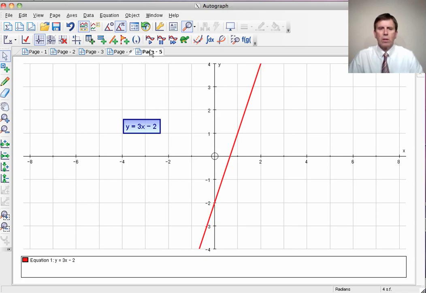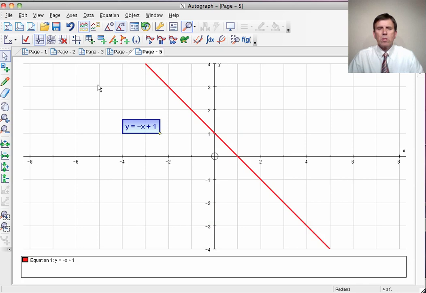One final one, let's have a look at y equals minus x plus 1. Here we see that the line slopes the other way to all the others we've looked at. It doesn't slope from bottom left to top right, it lies backwards, it slopes top left to bottom right. And that's the minus sign in front of the x, it has a negative gradient. The plus 1, the constant on the end, still tells us where the line cuts the y-axis.